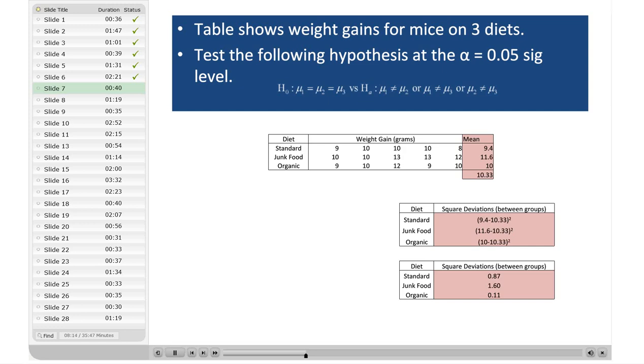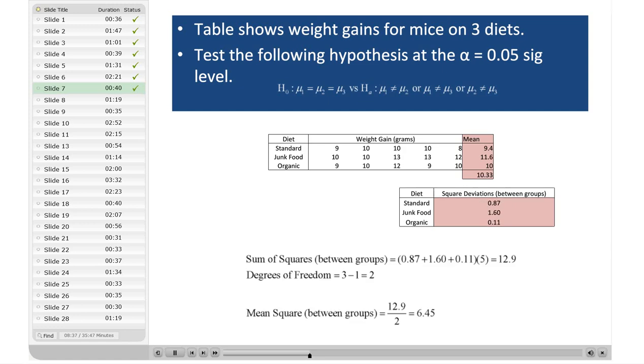Finding the sum of square deviations between groups is very simple. We're just going to take each of those averages and subtract the grand mean from it and square it. So, 9.4 minus 10.33 squared, 11.6 minus 10.33 squared, and then 10 minus 10.33 squared. So the second table shows you what we're actually doing, and then the third table shows you the numerical results of those calculations. Okay, let's go ahead and calculate our sum of square deviations between groups now.